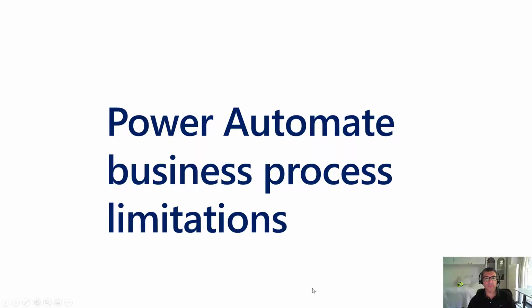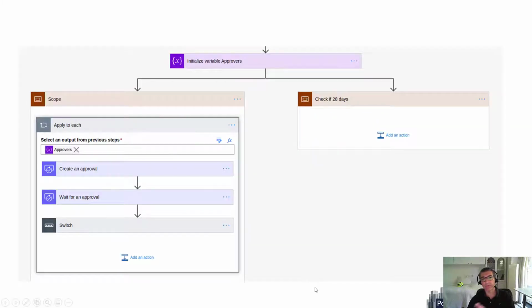So, example. Let's say you want to ask 10 persons to approve something in sequence, right? So you can store the emails of these 10 persons in a variable, which could be an array. And you can, in a flow, go through every person and send an approval. So create an approval and wait for an approval, and then you check the outcome of each approval.